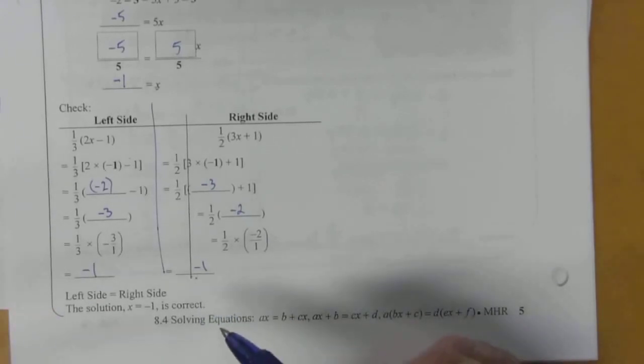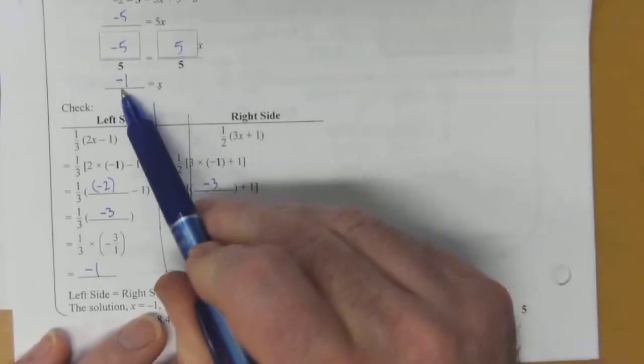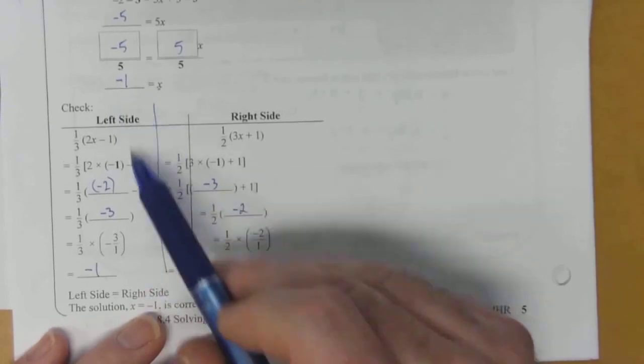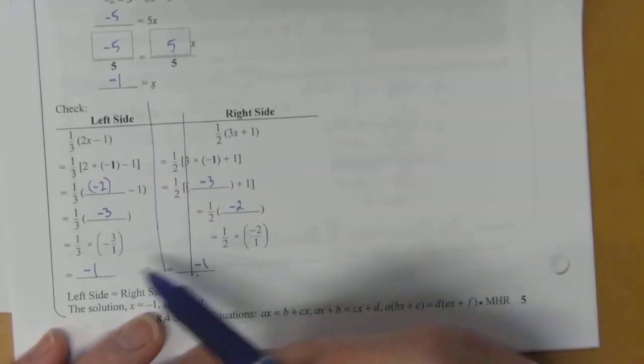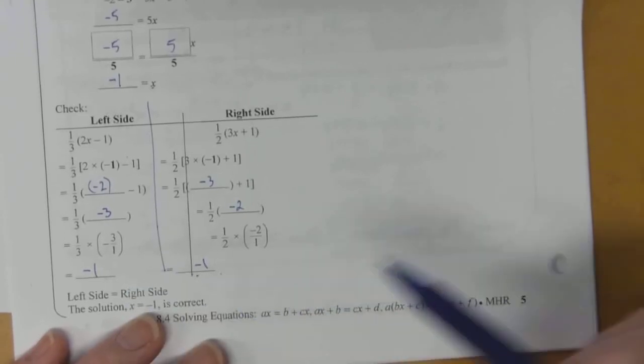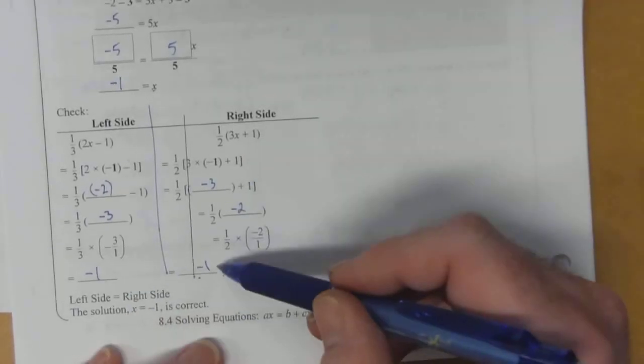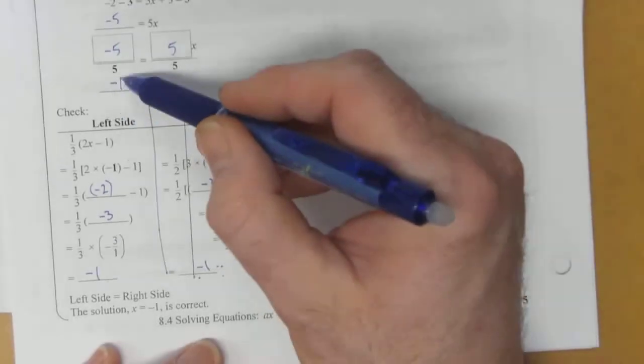Now this is a weird situation. x is equal to -1. The left side equals -1 and the right side equals -1. That is not normal. Just to be aware of that, you don't necessarily get that when you do these.